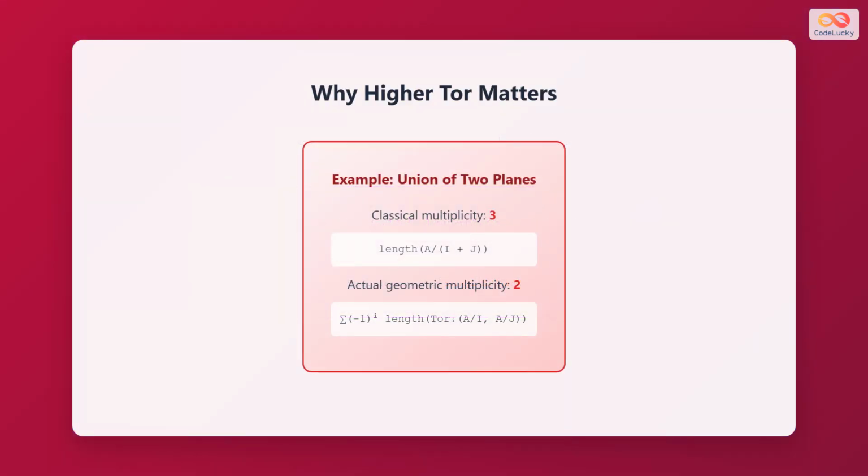Let's see why higher Tor matters with an example: the union of two planes. The classical multiplicity is 3, which is length of A/(I+J). However, the actual geometric multiplicity is 2, which is Σ (-1)^i length of Tor_i(A/I, A/J).